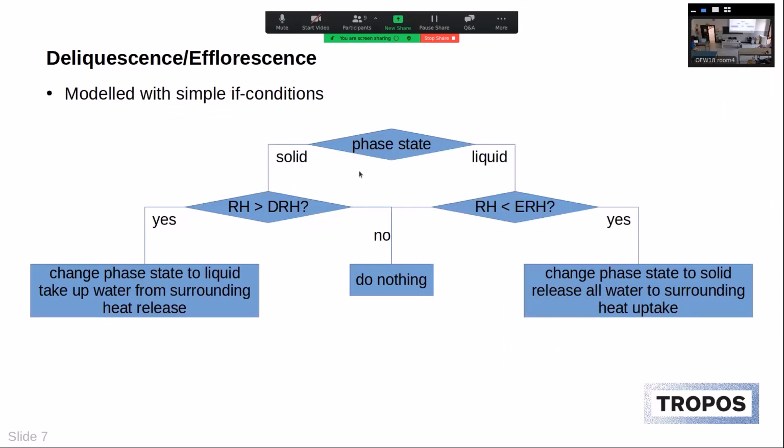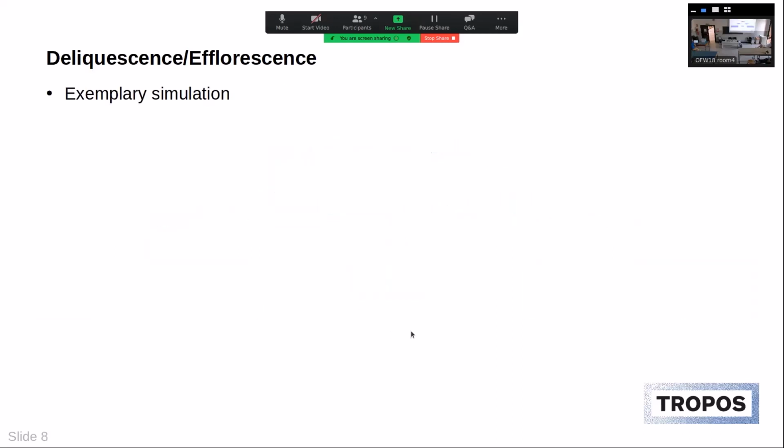At first, we check in which phase state the particle is. If it's solid and the relative humidity is above this deliquescence humidity, it changes its phase state, takes up water from the surrounding and releases heat. If the particle is liquid and the relative humidity is below the efflorescence humidity, it changes the phase state to solid, releases all water to the surrounding, and takes up heat. In every other case, it does nothing.